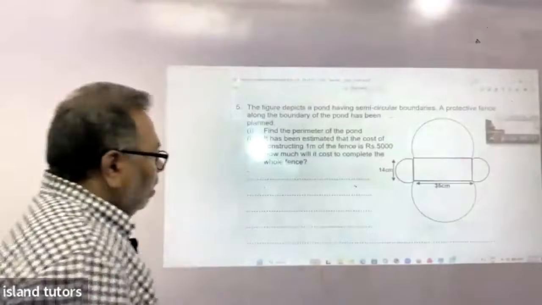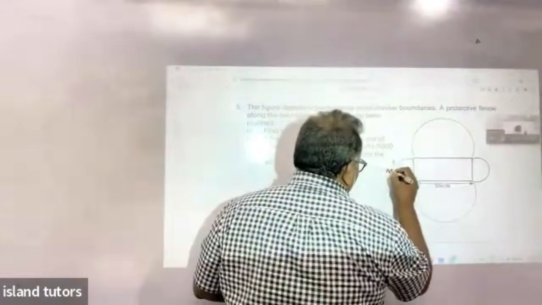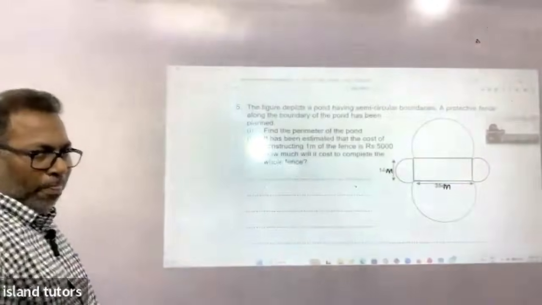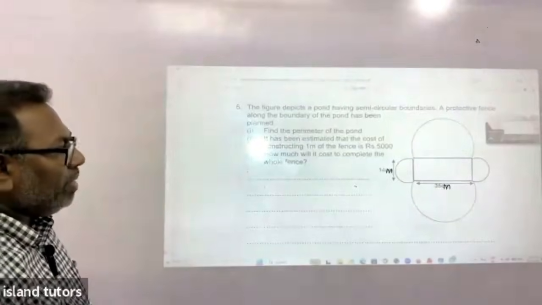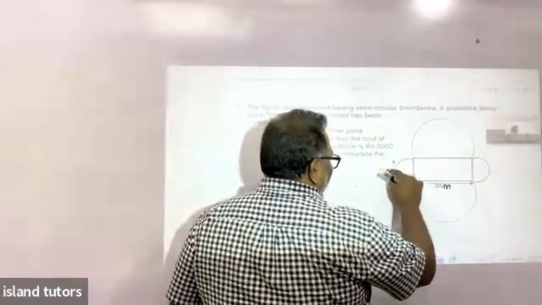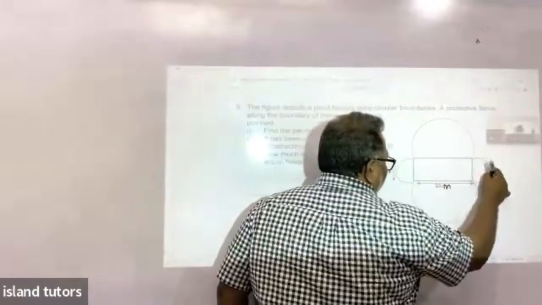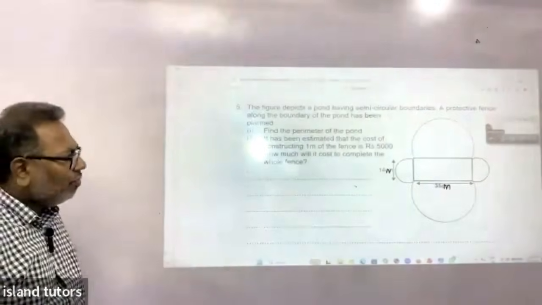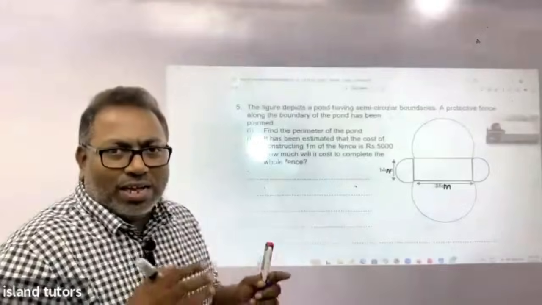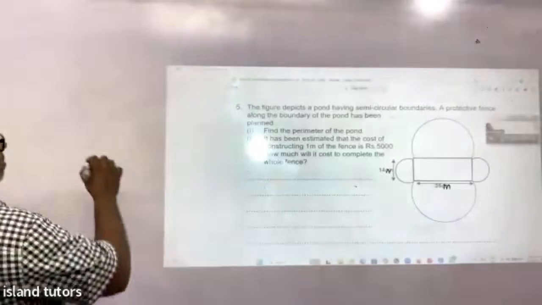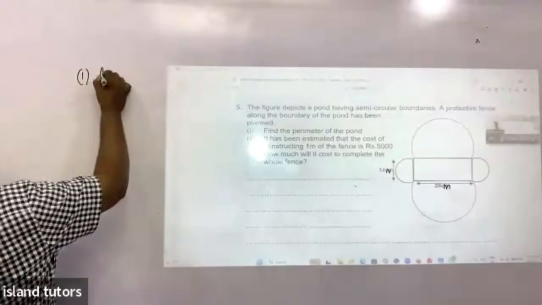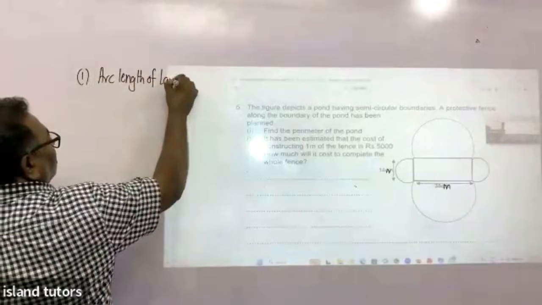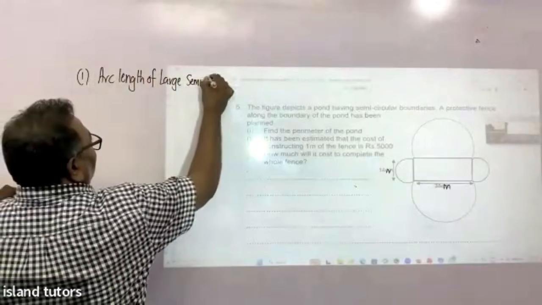Okay. Make this meters. So 14 meters, 35 meters. How do you find the perimeter of the pond? You have to find the arc length here, arc length, arc length, arc length, like this. So we'll start off by calculating the arc length of the large semicircle.